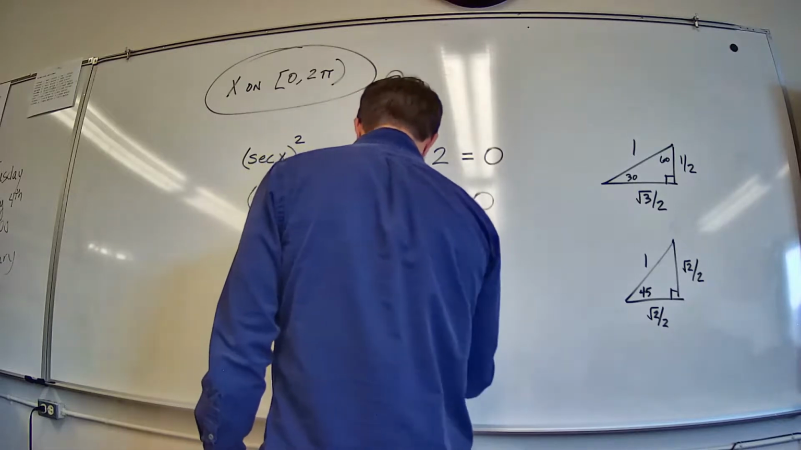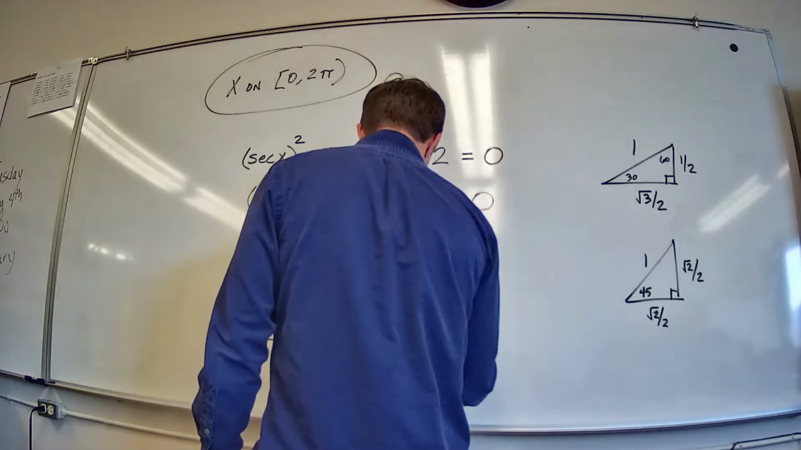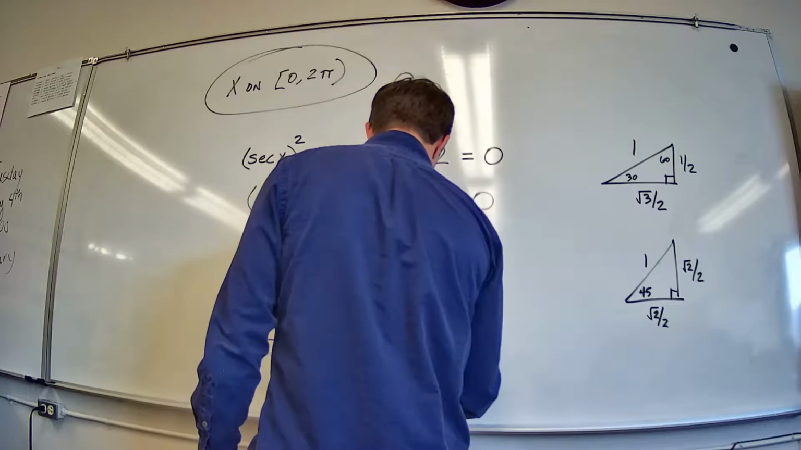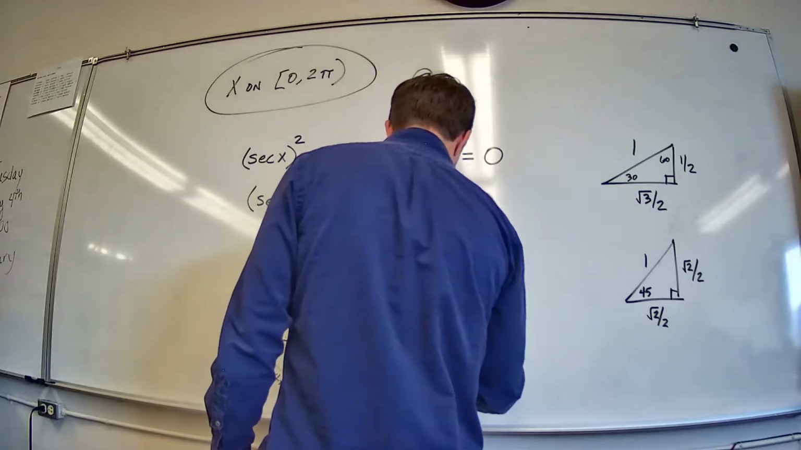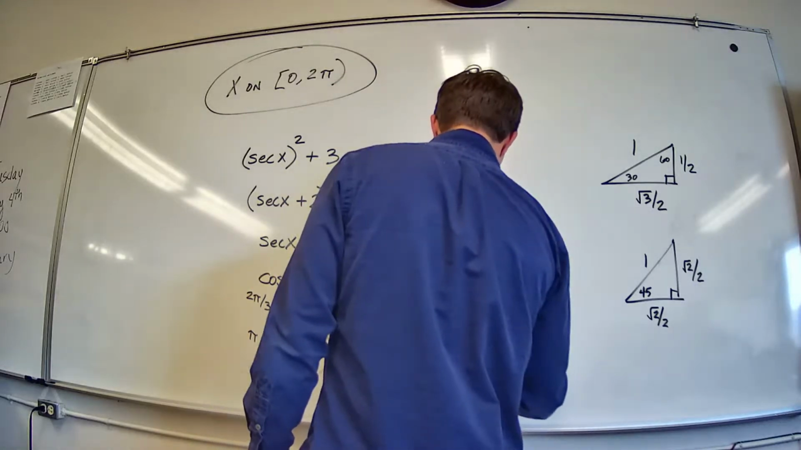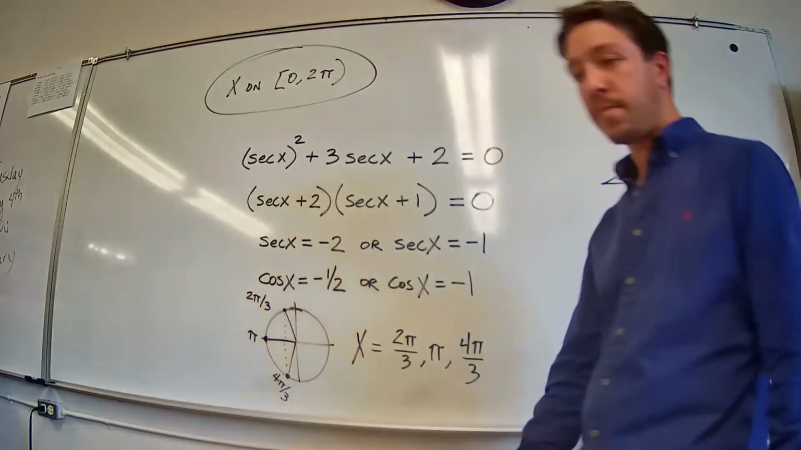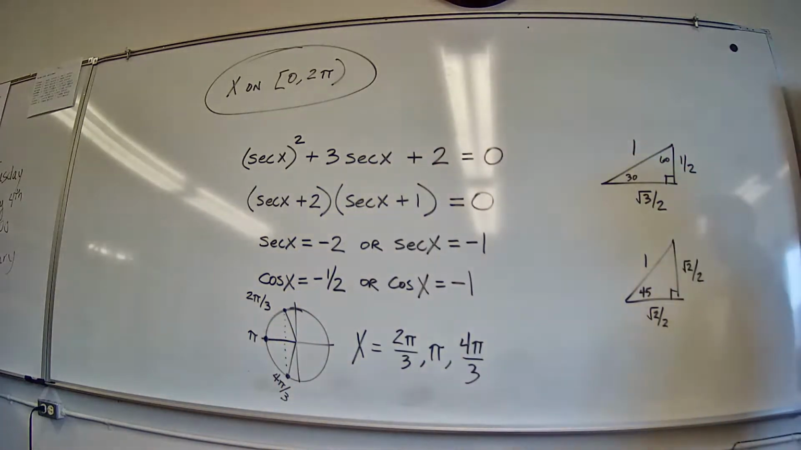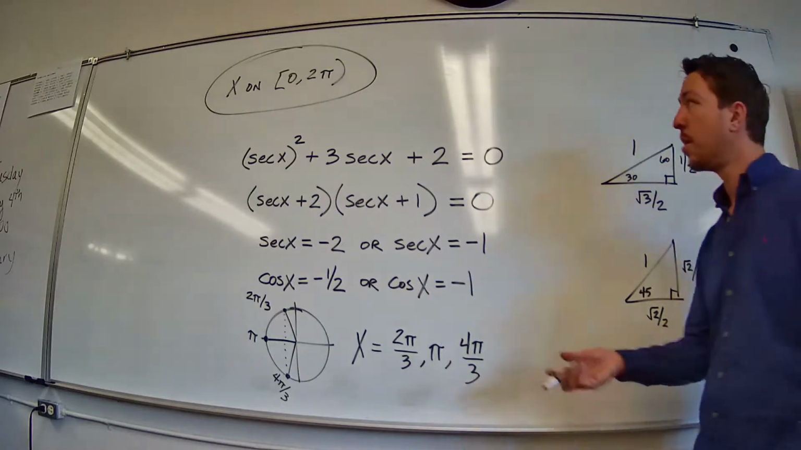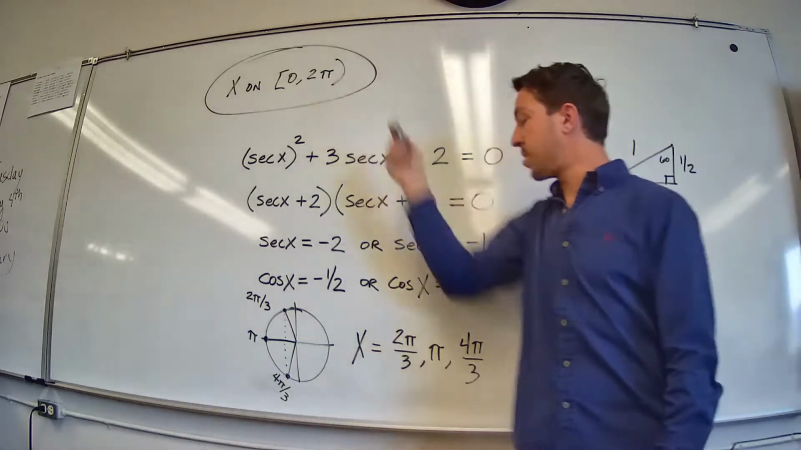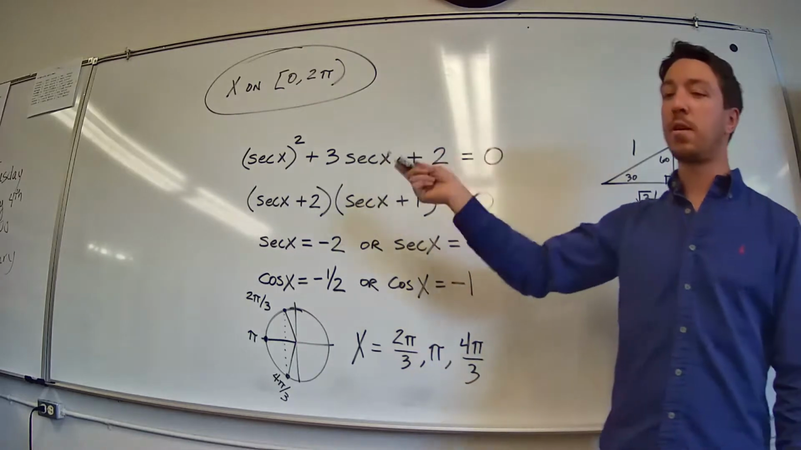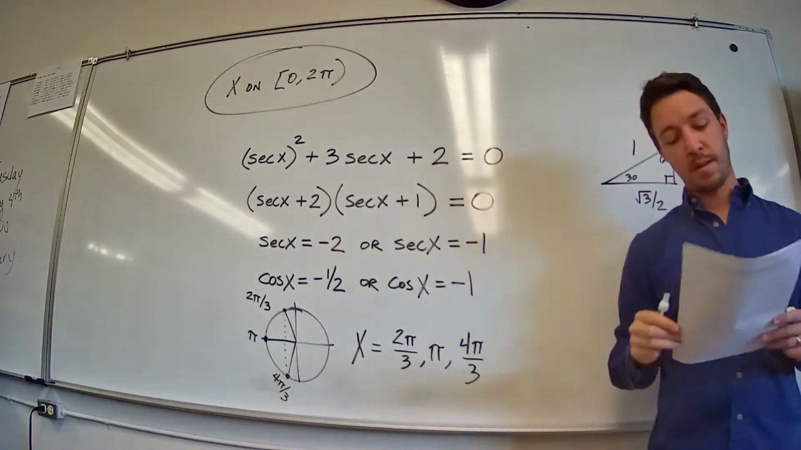So my final answer is x could be 2 pi over 3, pi, or 4 pi over 3. That's my final answer. Again, there's an infinite number of answers, but with this restriction, those are the only 3 locations between 0 and 2 pi that make it work.